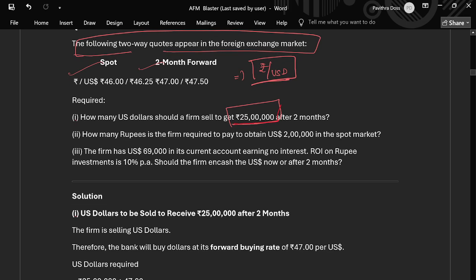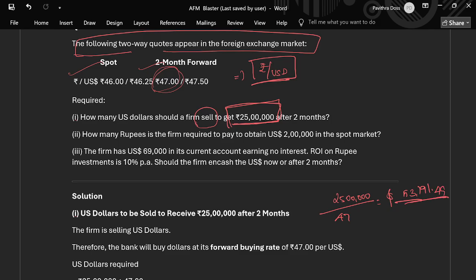Now this is also in rupee. Clear. So what we are going to do is sell. Sell means we will sell at the lowest rate, only then the bank gets it at the highest. So how much do we have to sell? Both are in rupee, so we will divide. 25 lakh divided by 47. So how many dollars are we going to get? 25 lakh divided by 47 is 53,191.49 USD. If we sell that, after 2 months we will get 25 lakhs.